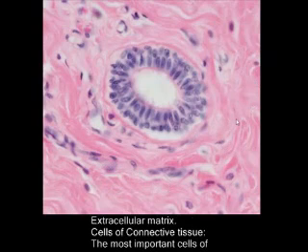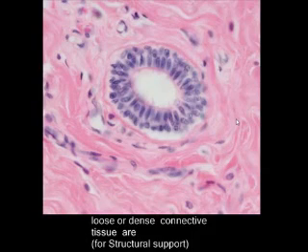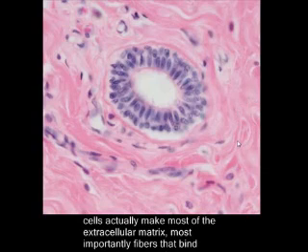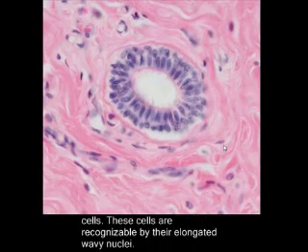The most important cells of loose or dense connective tissue are: number 1, fibroblast. These cells make most of the extracellular matrix. Most importantly, fibers that bind these cells together. These cells are recognizable by their elongated nuclei. So we can confidently say that these nuclei belong to fibroblast, and these fibroblasts are mobile cells that make this extracellular matrix, most importantly fibers.